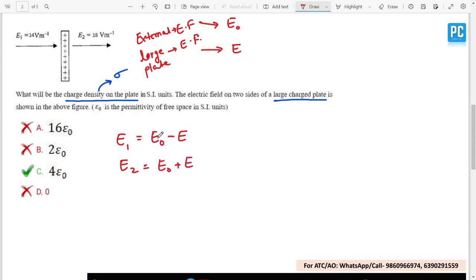See here, what I had considered is that E naught is larger. This was my assumption. I had considered the external electric field larger as compared to the electric field because of this large charged plate. Now the next important thing, if we are considering this, I will simply replace the values and let us calculate.